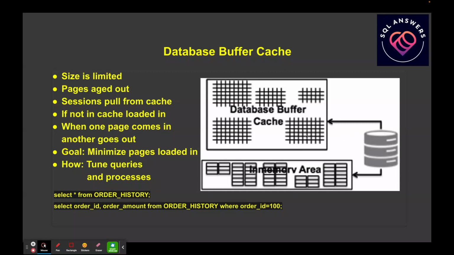And if for some reason order history is even bigger than the database buffer cache, it's going to have to start swapping out those older pages in order to bring the last ones in and fulfill the query. So that's going to be a very expensive operation. It's going to age out everything in your query.